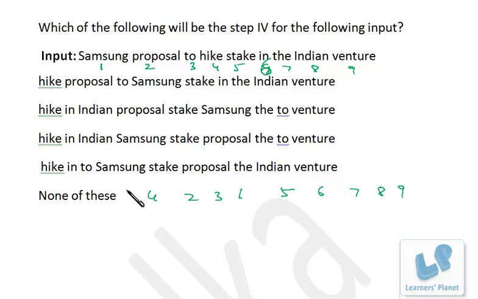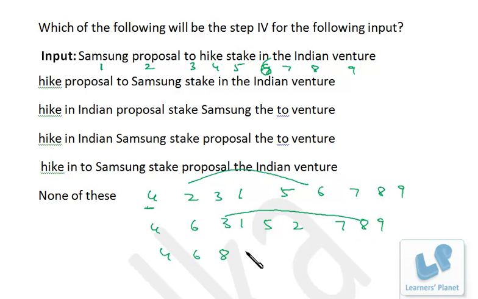Now 4 is arranged. Now in the dictionary, in should come. So 6 and 2 will exchange their position. So 4, 6, 3, 1, 5, 2, 7, 8, 9. Then according to dictionary, Indian should come. So here 8 and 3 should exchange their position. So it's 4, 6, 8, 1, 5, 2, 7, 3, 9, right? This is the third step.